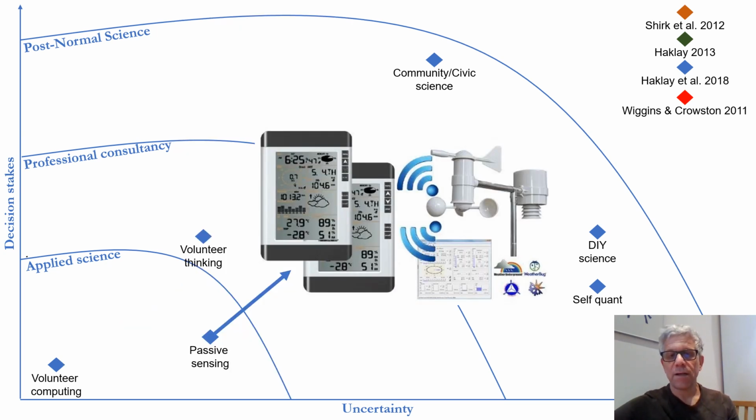Passive sensing involves people providing a sensor that streams data, like this example of a weather station that can be linked to the IBM Weather Underground system. In passive sensing, people are providing information where, while weather information is uncertain, the fact of observation and the data collection is very well established.